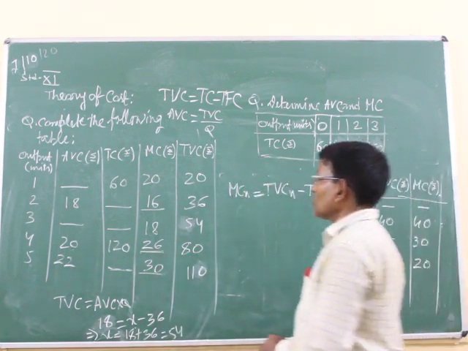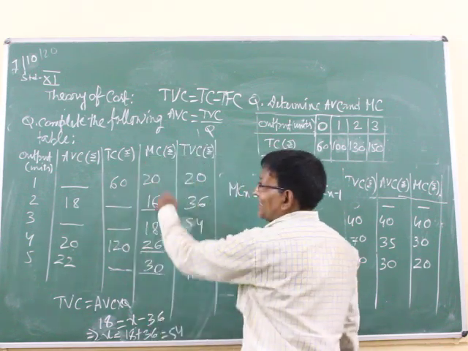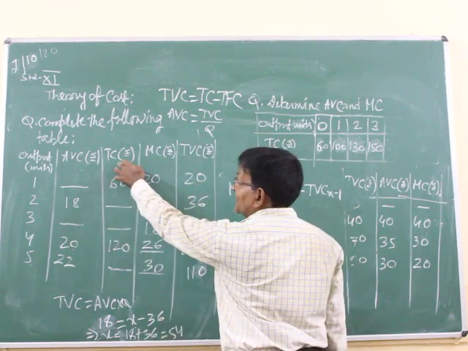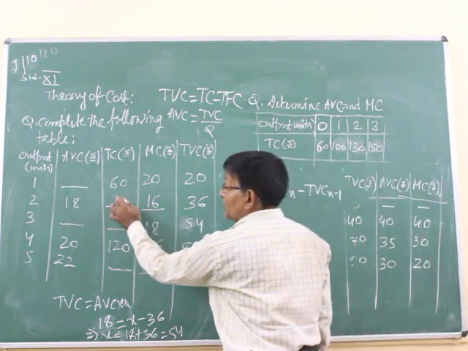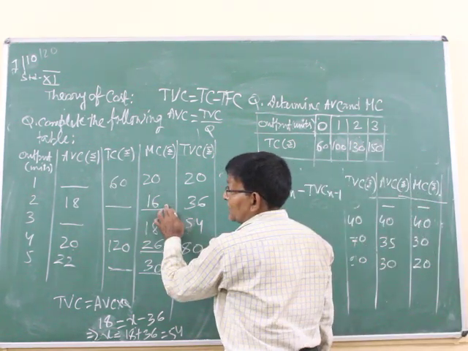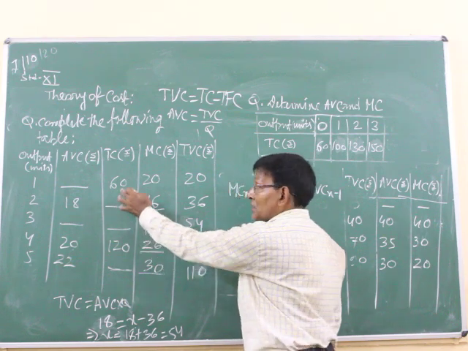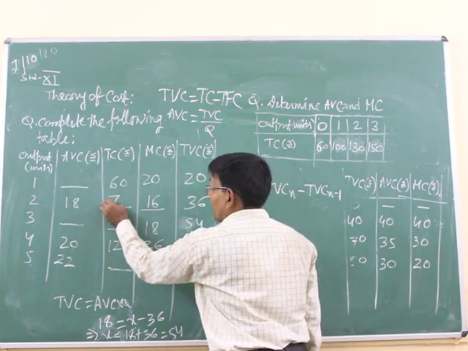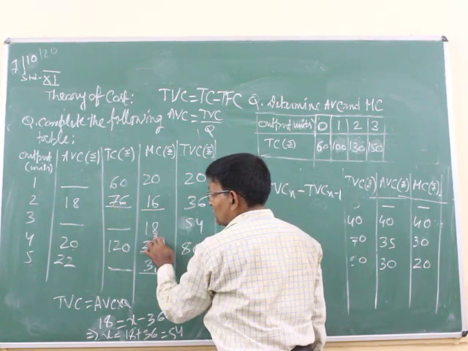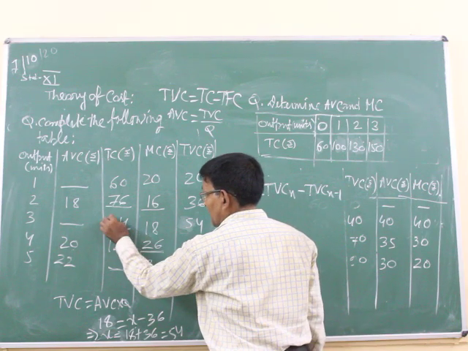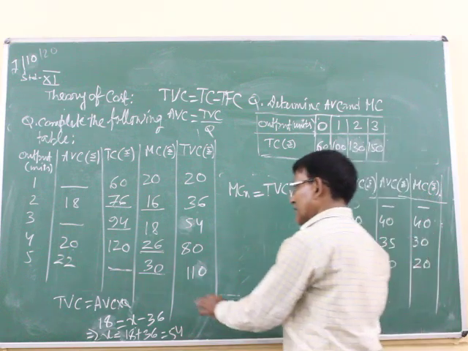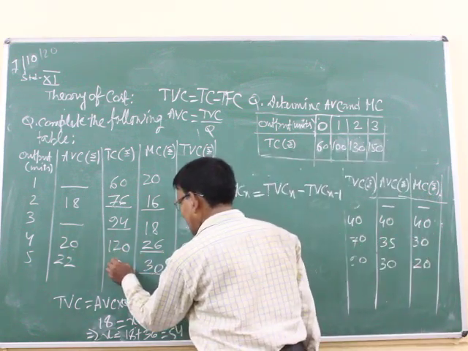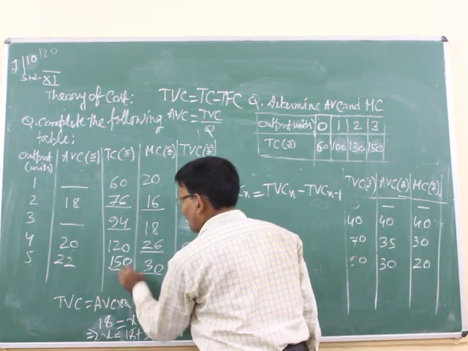Okay. Next one, you see, by subtracting TVC from TC, we can also get the value of FC. This minus this equals 16. So how much will be this value? 60 plus 16, 76. 76 plus 18, 94. Next one is 120 plus 30, it is 150.